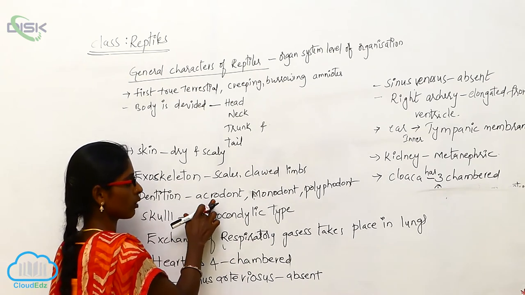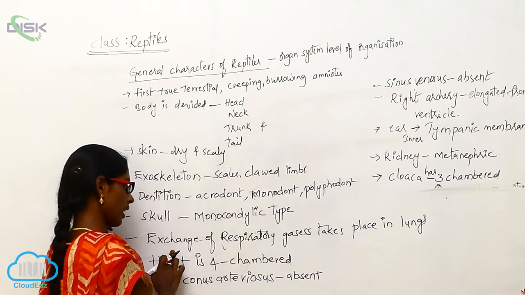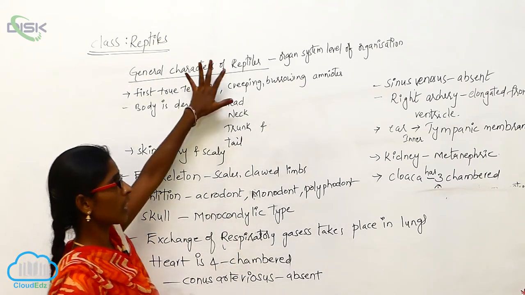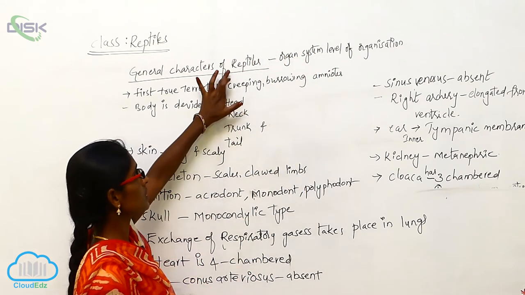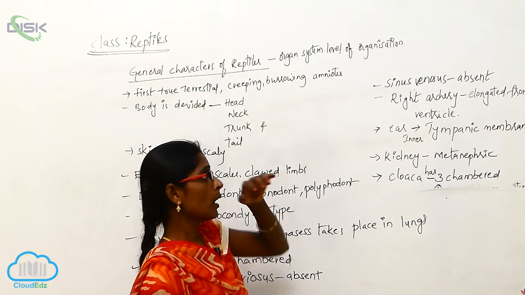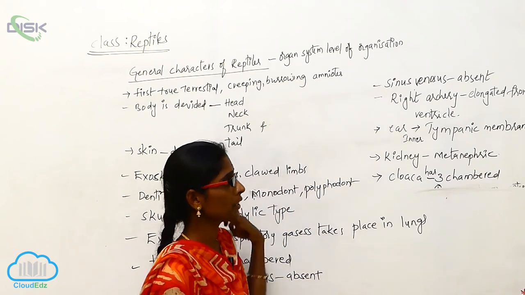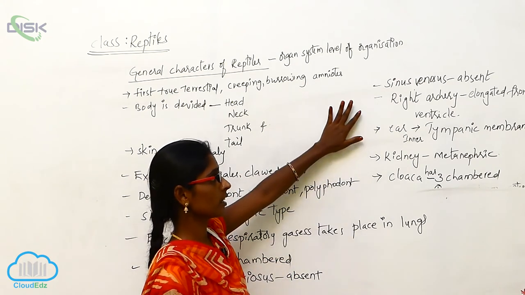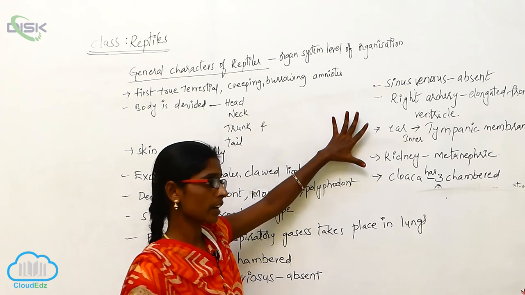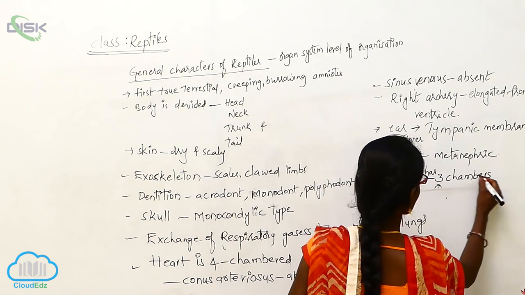So dentition is acrodont, monodont and polyphodont. Skull is monocondylic type. Exchange of gases takes place in the lungs. All organ system level of organization will be present in reptiles. Heart is four chambered, conus arteriosus absent and sinus venosus also absent. The right artery is elongated from the ventricle. The ear is covered by the tympanic membrane. Kidney is metanephric. Cloaca has three chambers.